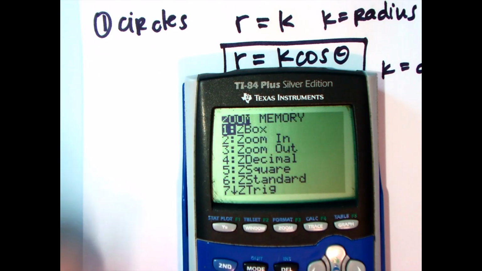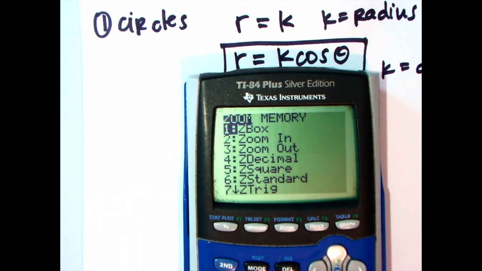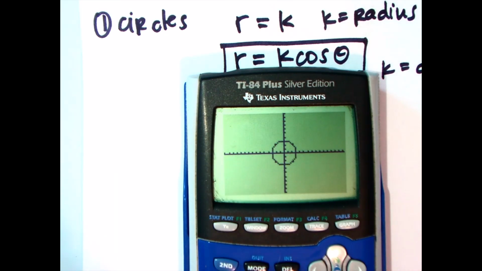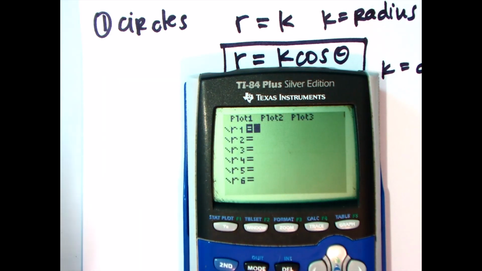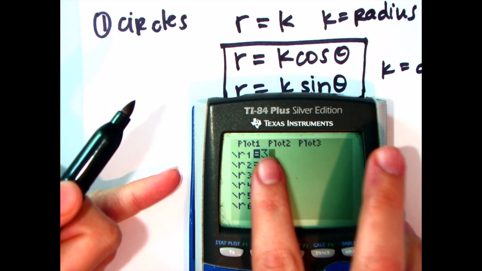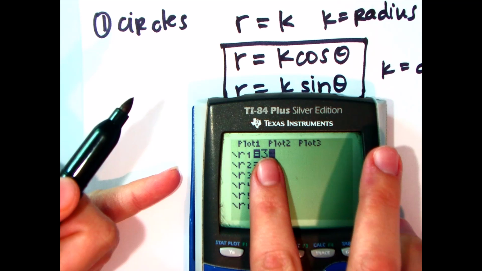So I'm just going to go to zoom, and instead of a standard window, I'm going to choose the square window. So I'm going to push number 5. And then we can see that it is producing a circle. And the radius of this circle is 3. So now, let's say I take that 3, I leave it there. So we just saw that this produced a circle centered at the origin with a radius of 3.